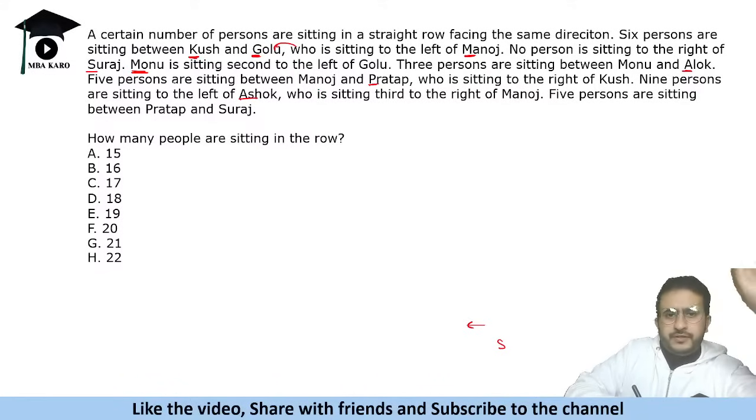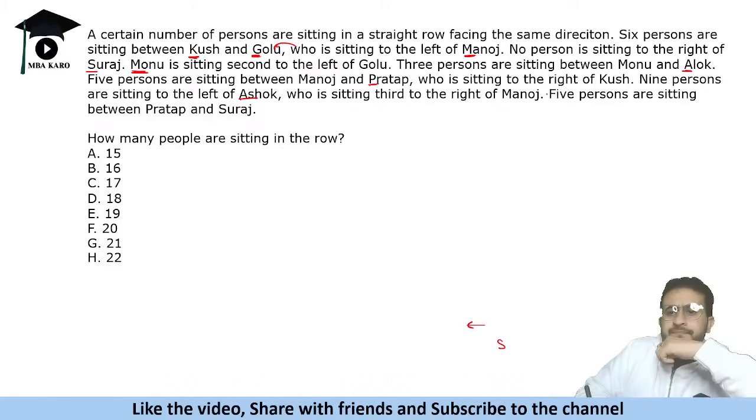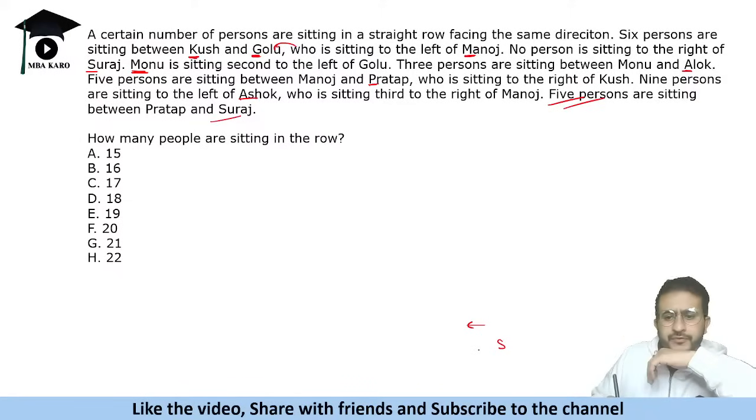So, how to approach this question is we will find some statement that connects Suraj with anyone else. It says five persons are sitting between Pratap and Suraj. So let's go with this. Suraj is there, there is no one to the right of him. So five people: one, two, three, four, five, and this is Pratap.